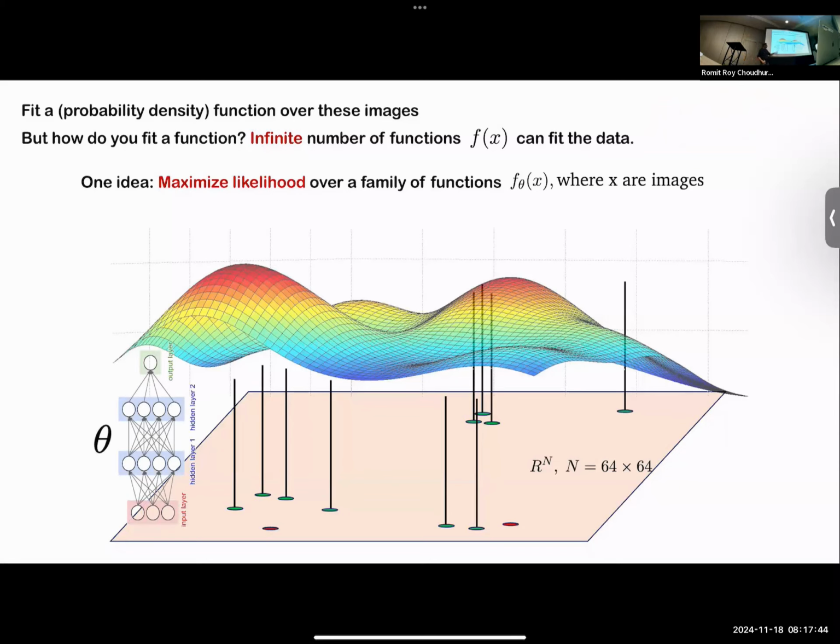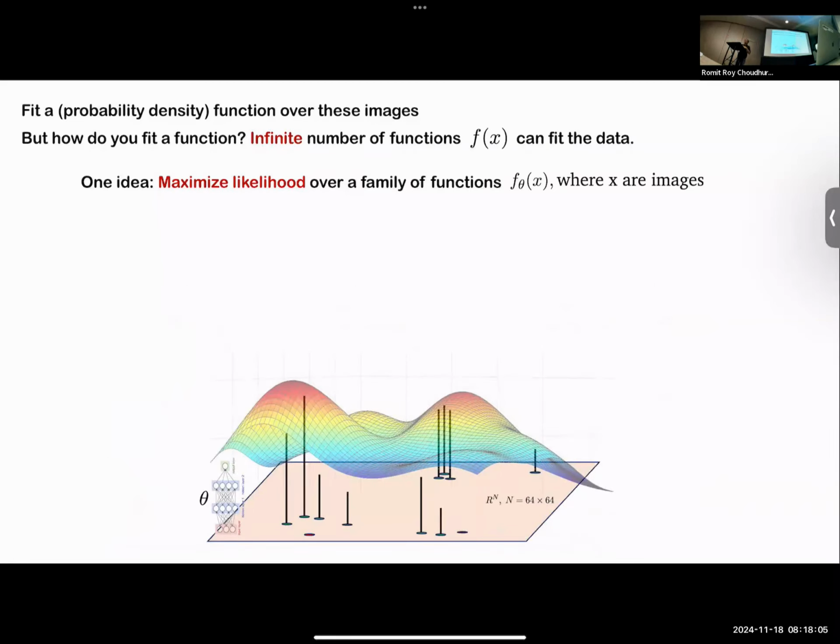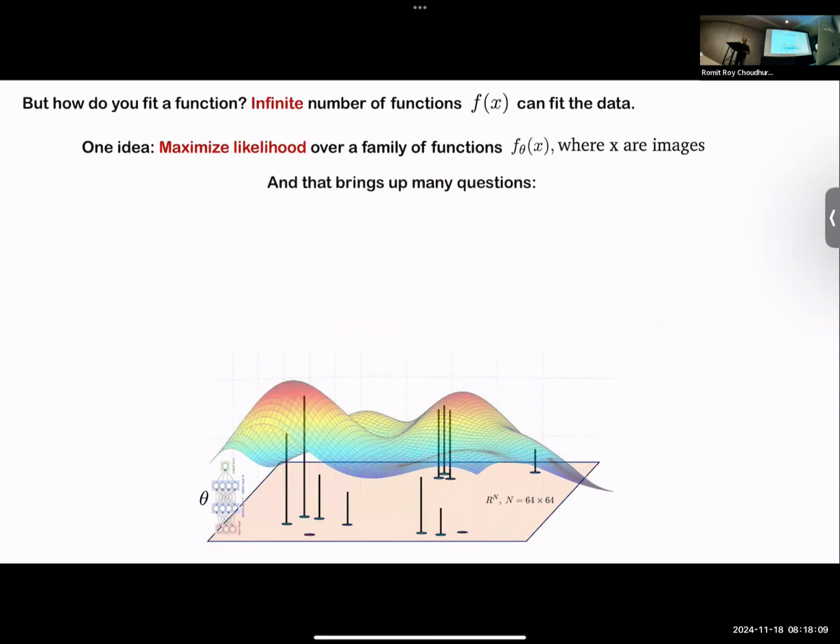So the neural network is going to take an image as an input and is going to give me one output, which is the probability of that point. And if I have learned that neural network, then I can take as input any point in this space and I'll get the probability value. That gives me the function. So this is one idea that lots of generative models would take. But of course, it's not easy. That brings up many questions.